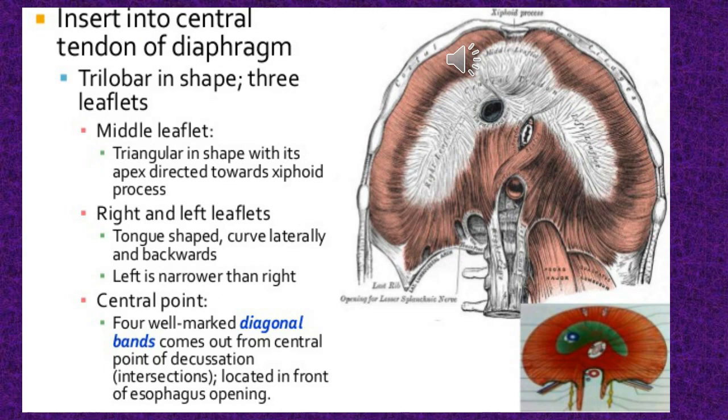The middle leaflet is triangular in shape. In front is the xiphoid process of the sternum, so it is directed towards the xiphoid process. Right and left leaflets are there. They are tongue shaped, curved laterally and backward, and the left one is narrower than the right one. The central area of the central tendon consists of four well-marked diagonal bands which fan out from a central point of decussation, which is located in front of the opening of the esophagus.